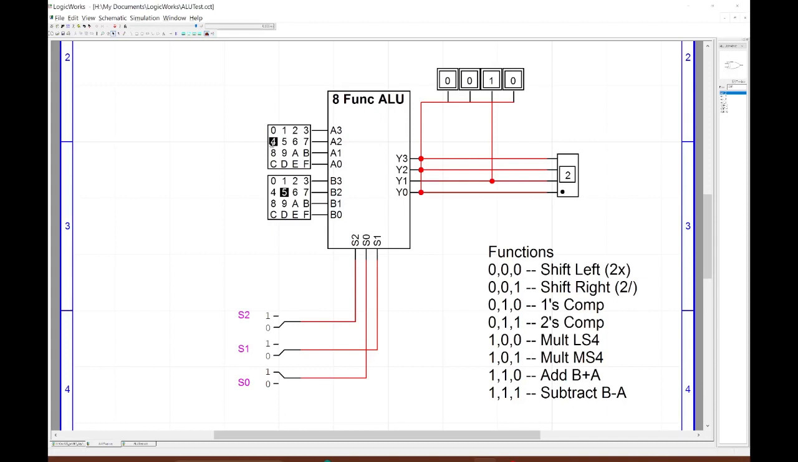Now for the 1's complement, 2's complement, we take 1's complement, it's basically just an inverse. And then 2's complement, the inverse, plus 1.